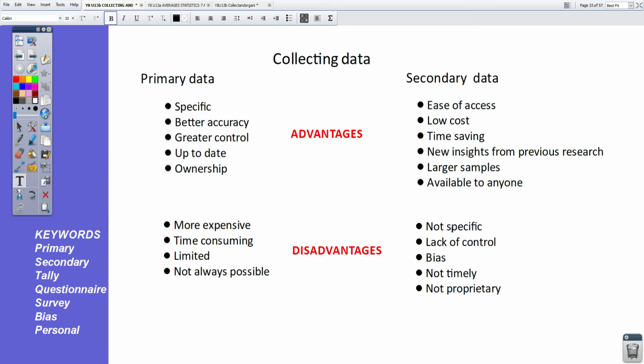However, disadvantages, it might not be specific enough for what you require. There's also a lack of control. You're not in charge of the data that's been collected, and the data could be biased, and it's not timely.